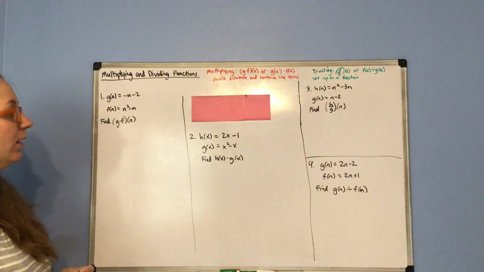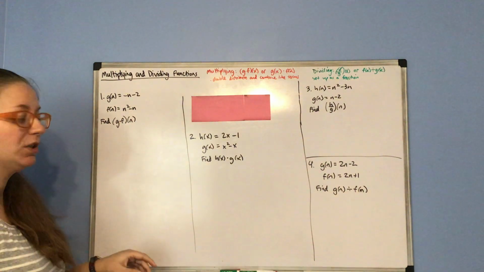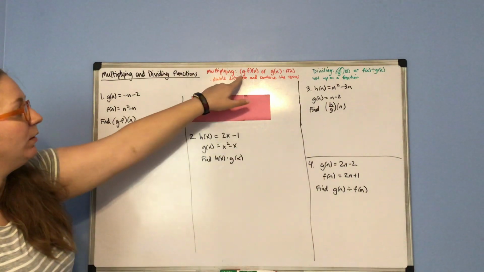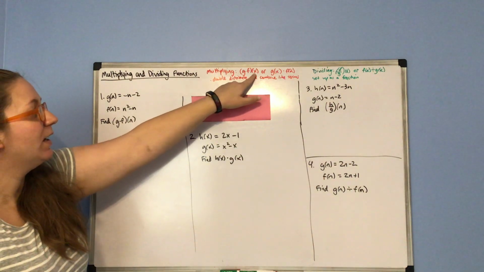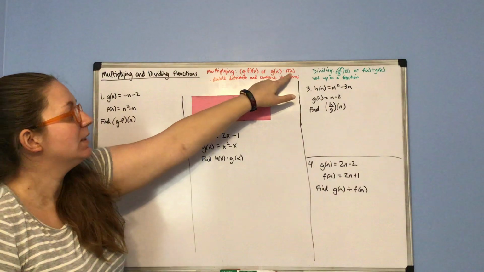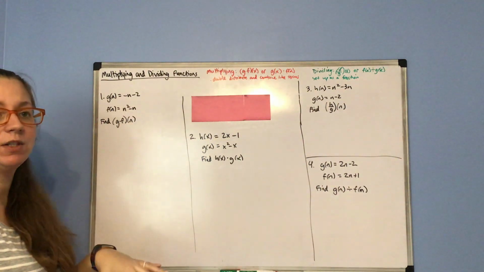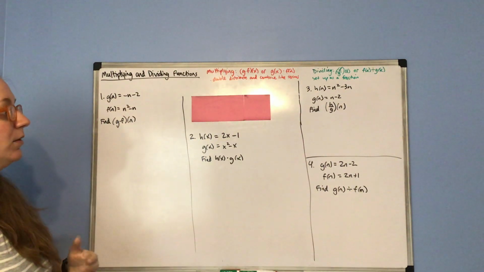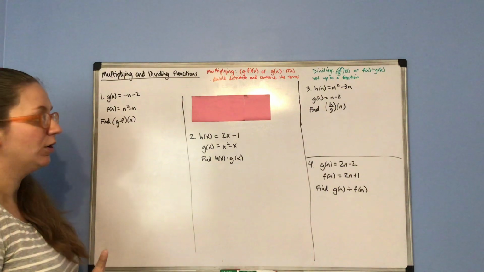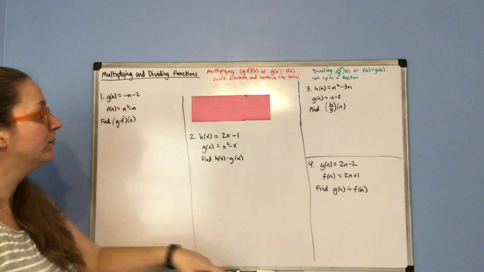Multiplying and dividing are a couple of the last function operations we're going to do. Multiplying will either be written like this, g times f of x, or g of x times f of x. Either way, you'll see a times dot in there. The way we're going to handle those is we're going to double distribute and combine like terms. We'll do some examples shortly.